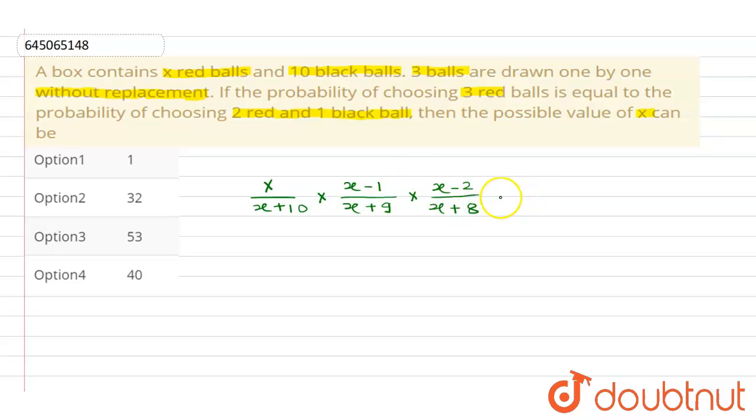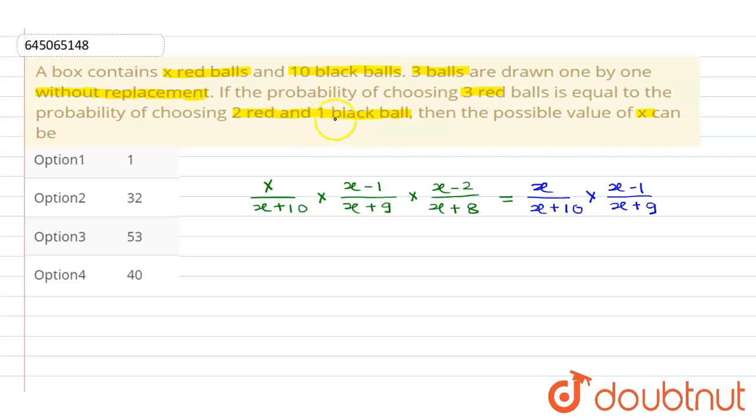Now see, this probability is equal to the probability of choosing 2 red balls and 1 black ball. This is given. Therefore, let us consider that probability also. Probability of choosing 2 red balls: let us consider that we choose a red ball in the first attempt. The probability of choosing a red ball in the first attempt will be x divided by x plus 10. The probability of choosing the second red ball will be x minus 1 divided by x plus 9.